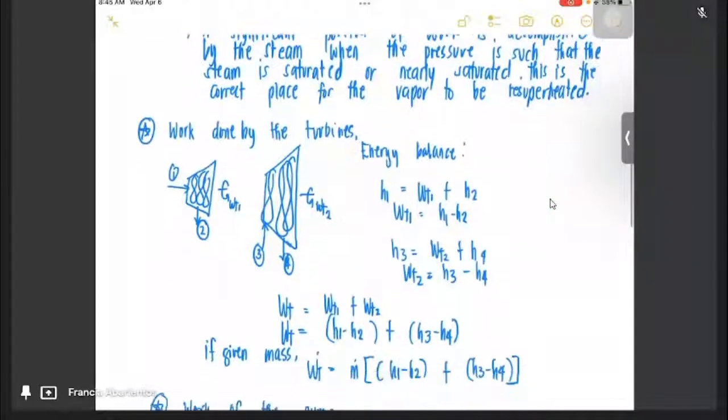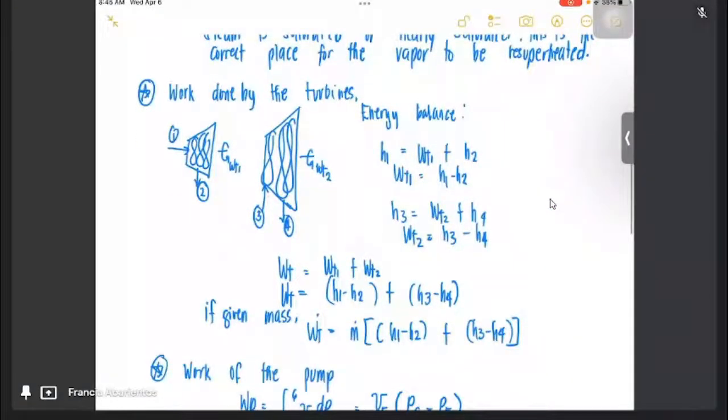So how do we compute for the work done by the turbines? So dalawa na class yung turbina natin, from point 1 to point 2 and point 3 to point 4. So automatically, by energy equation, makukompute na natin yung work ng turbine. Okay?